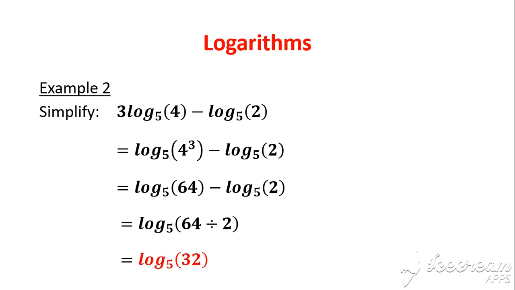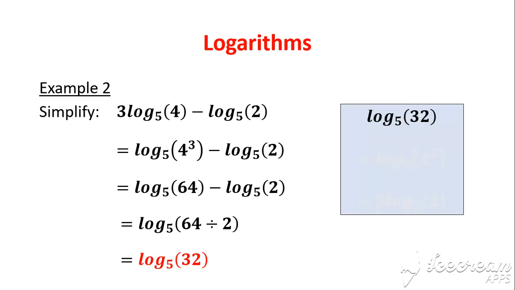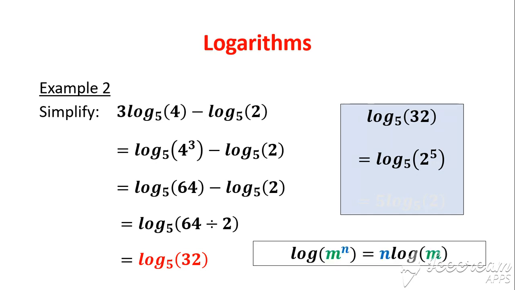Now, you think we've finished, and we are. But have a quick look up here. Log of 32 is also the same as log of 2 to the power of 5, because 2 to the power of 5 is 32. Now I'm going to use log rule number 3 once more, and I'm going to bring the 5 out the front and write it as 5 times log of 2. Both of those answers are acceptable depending on what you need to do with it.